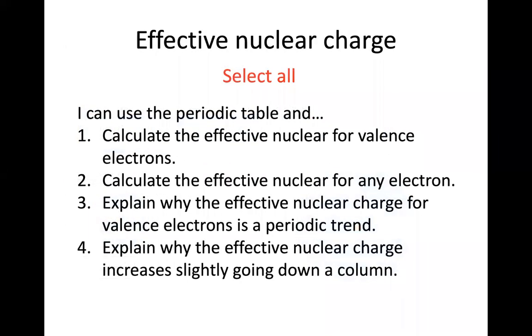So here I've got a couple different learning outcomes. I'm curious, what do you think when it comes to effective nuclear charge? Could you use the periodic table and calculate the effective nuclear charge for a valence electron, for any electron? Could you explain why it is a periodic trend for valence electrons? Could you explain why it increases slightly going down a column? I want you to check all that apply. What skills do you think you have?